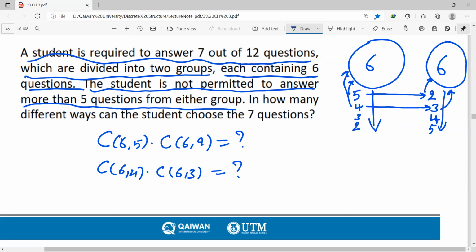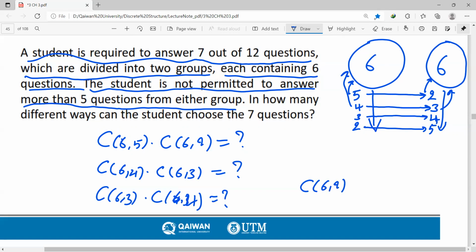In the third case, if the student answers 3 questions from this group and 4 questions from the other one, this is the combination of 6 and 3 times the combination of 6 and 4. We have one more case, in which the student answers 2 questions from the first group and 5 questions from the second group. This is the combination of 6 and 2 multiplying by the combination of 6 and 5.